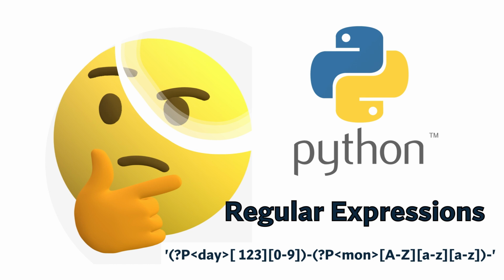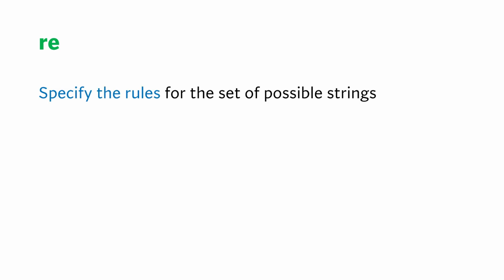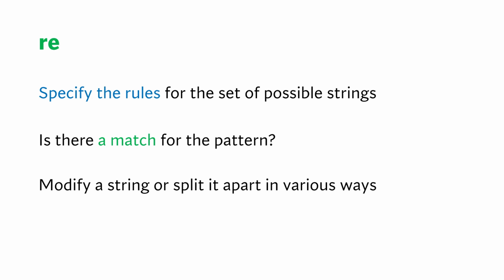The relevant module in Python is called re, or regular expressions, a useful tool for many string processing tasks. How this works is very simple. We specify the rules for the set of possible strings that we want to match, and then we ask questions. For example, is there a match for the pattern in this string? In addition to simply performing searches against a static string, we can also use regular expressions to modify a string or split it apart in various ways.